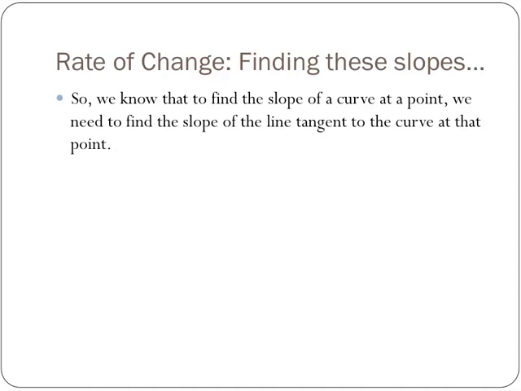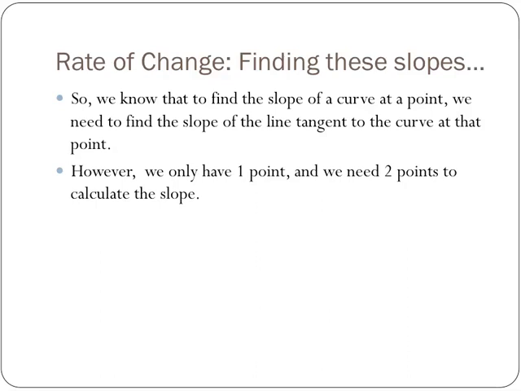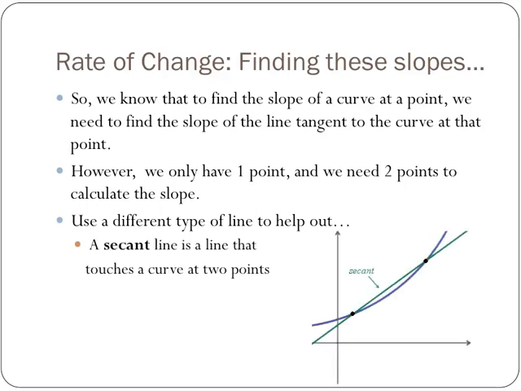But the problem is we only have one point. Normally when you find the slope of a line, you have to have 2 points so you can find the change in y over the change in x. But if we only have a specific point at which to work with, then what do we do? Well, we're going to use a different type of line to help us out, and that's a secant line. Now, a secant line is a line that touches a curve at 2 points. And so here in this picture, our graph is the blue one, and then the green line that's going through that in 2 points is the secant.